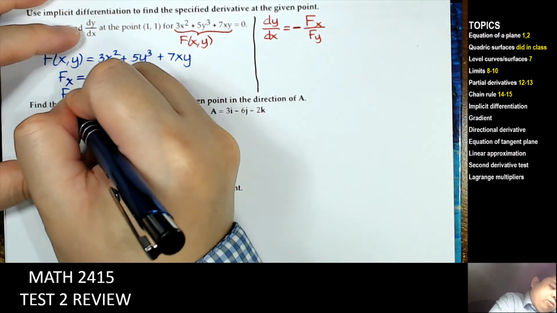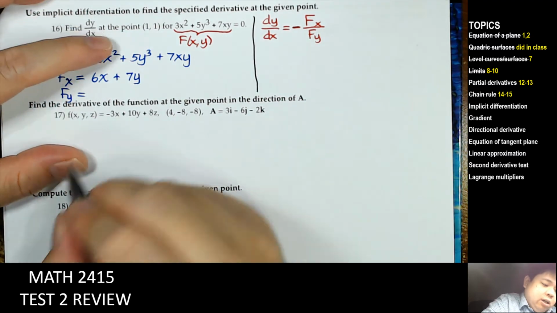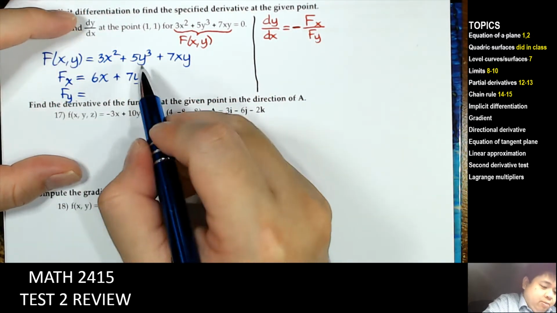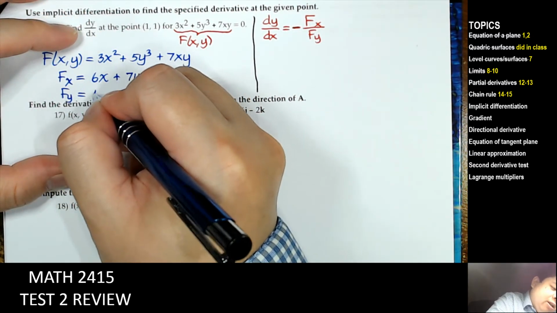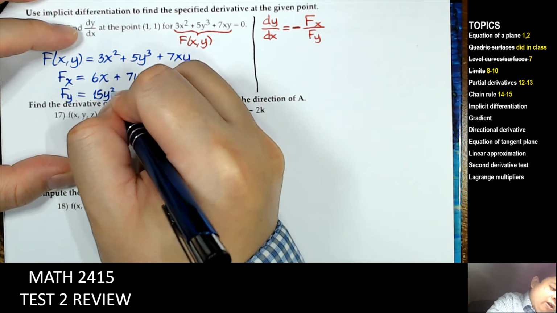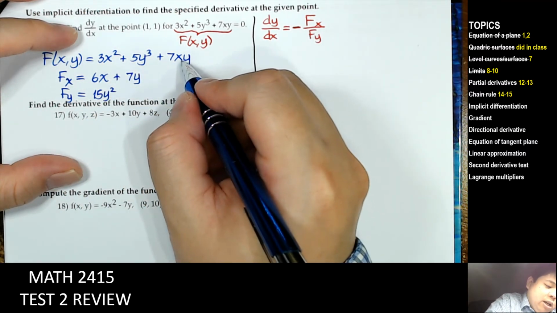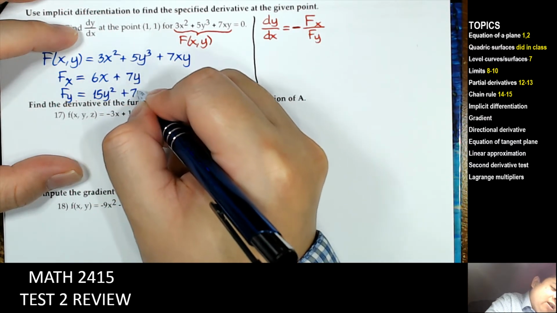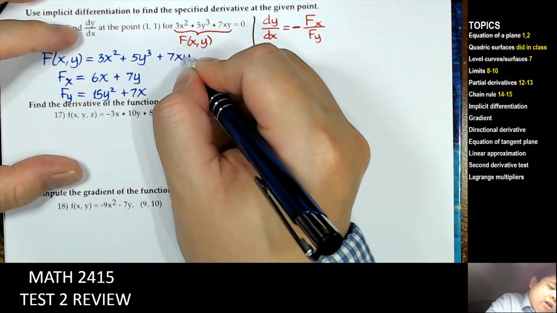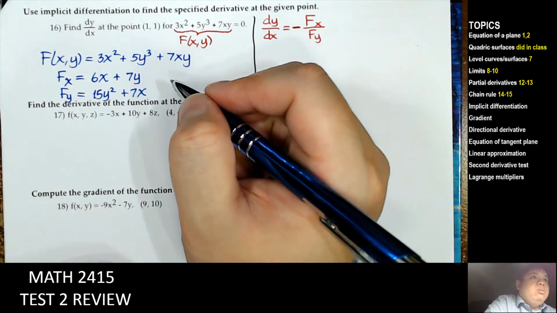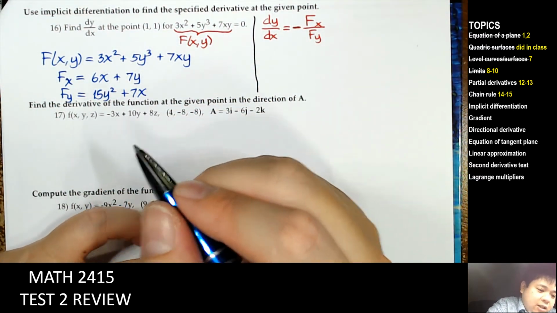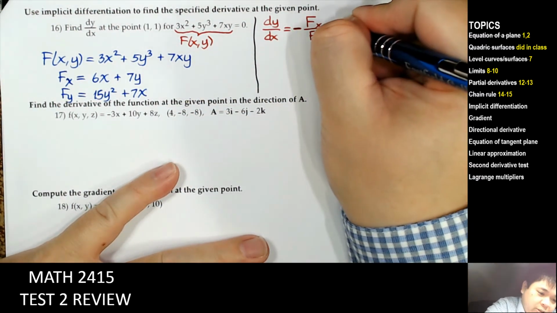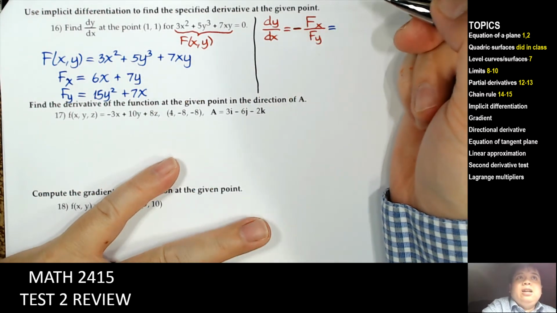And the derivative with respect to y, that one is a constant. This gives us 15y squared. And for y, we treat x as a constant, so we have 7x. The derivative of y is 1. So just that. And then we're going to put it in the formula here.